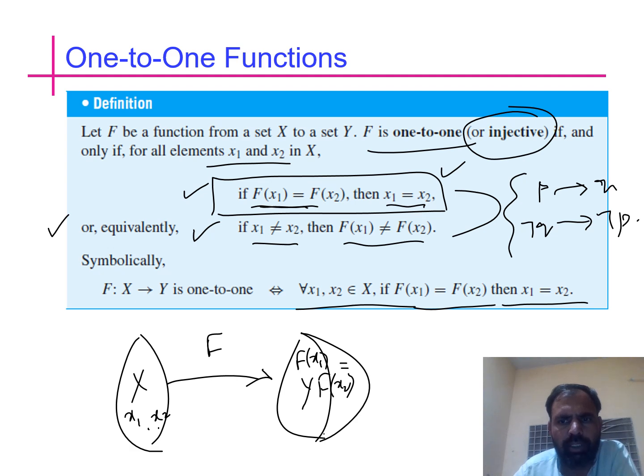Symbolically, we write this as f from X to Y is one-to-one if and only if for all x1, x2 belonging to X, if f of x1 is equal to f of x2, then x1 is equal to x2.